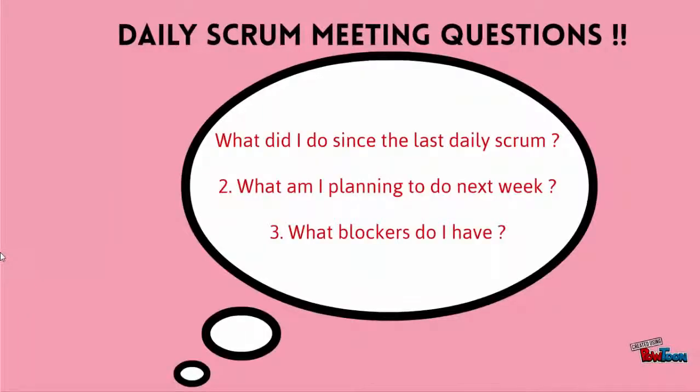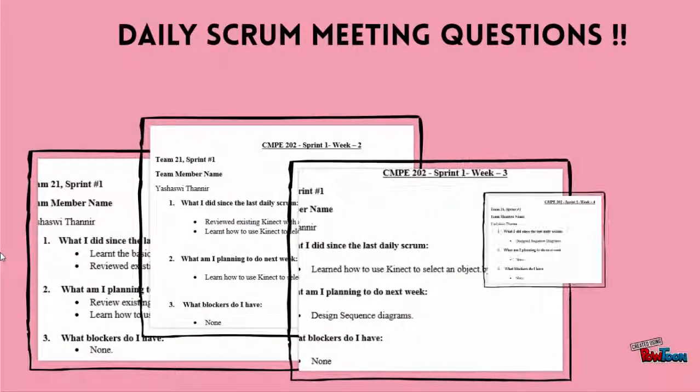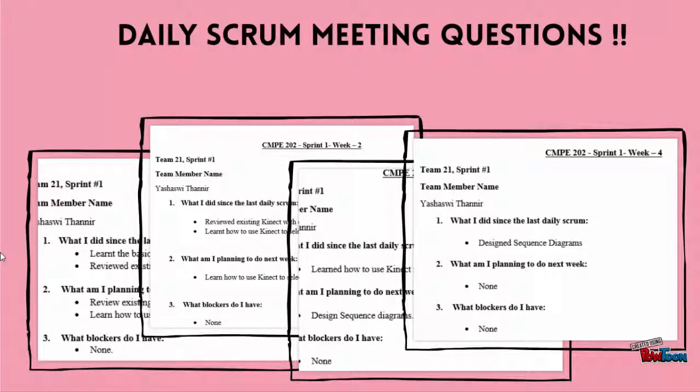The daily Scrum meetings are conducted to check the progress of the team. Every individual has to answer the following questions. What did I do since the last daily Scrum? What am I planning to do next week? What blockers do I have? These are the reports of the stand-up meetings which were conducted every week.